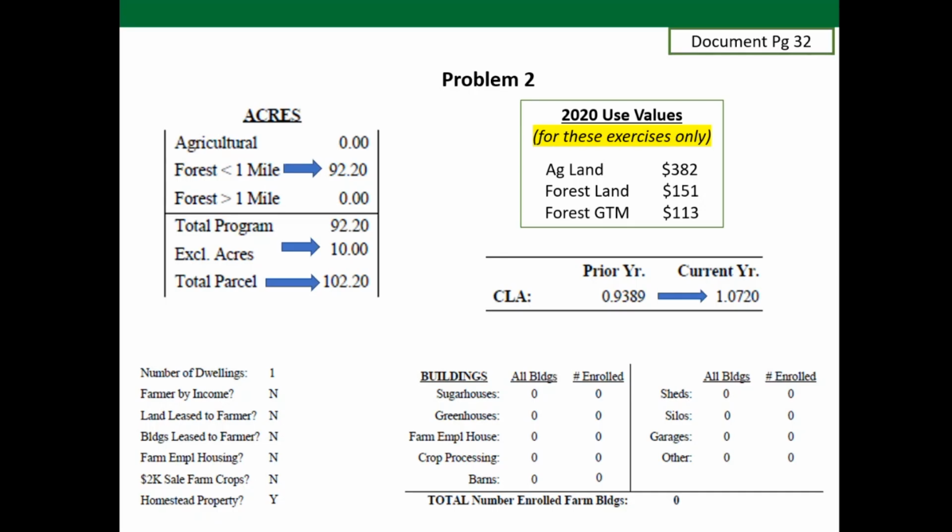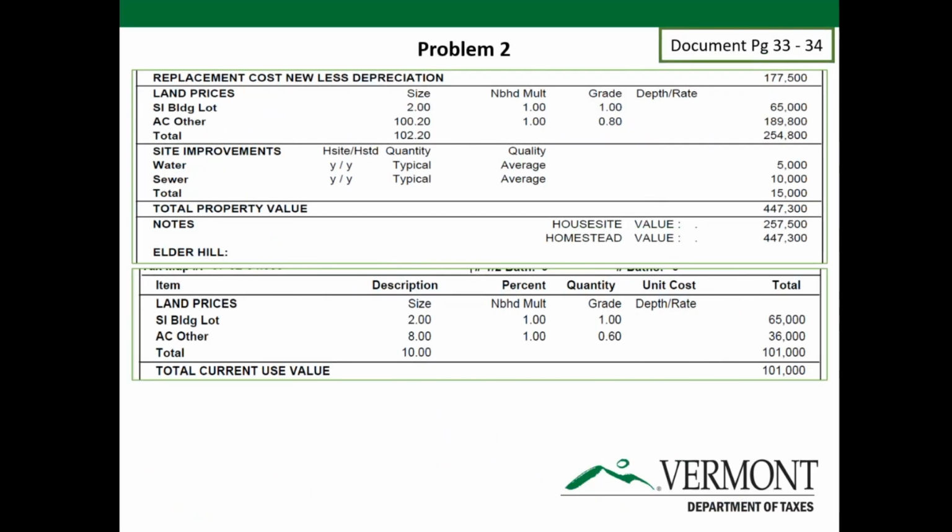Then we also need to know what our current CLA is. In this example, it's 1.0720. So that's what we're going to use when calculating use value. Important to check that. There's also a homestead been declared on this property, so we're going to need that information. And there are 0 enrolled farm buildings, so we need that information. And now we can march forward.